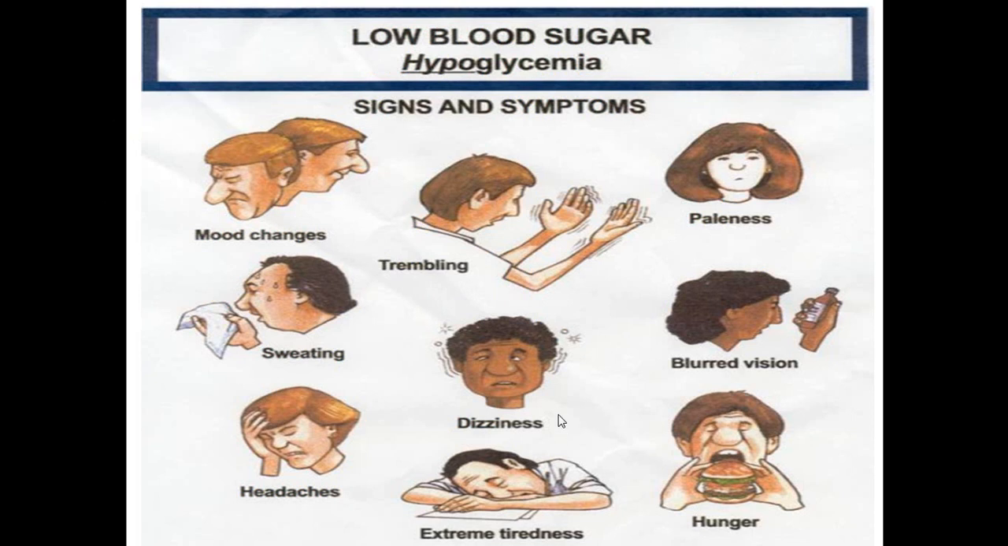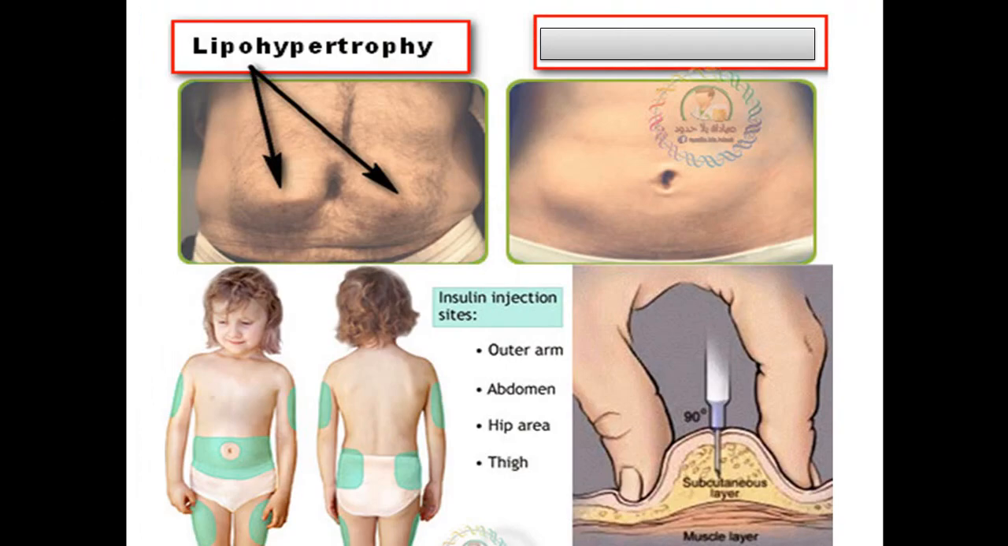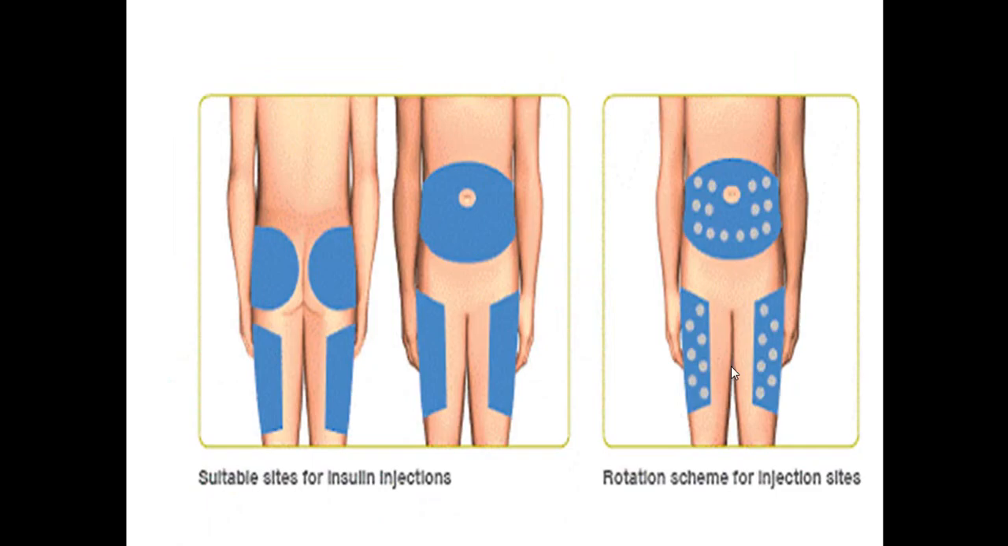Just to remind you by this picture, lipoatrophy here and hypertrophy. This is hypertrophy in the muscles, and we have to remember the sites of injection: the outer arm, the abdomen, the hip area, here, two sides, and the thigh. And we have to insert the needle perpendicularly at a 90 degree angle, and it will be inserted into the subcutaneous layer, not the muscle layer.